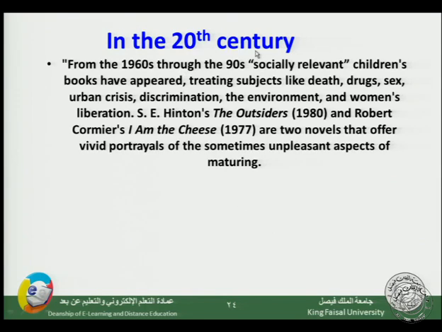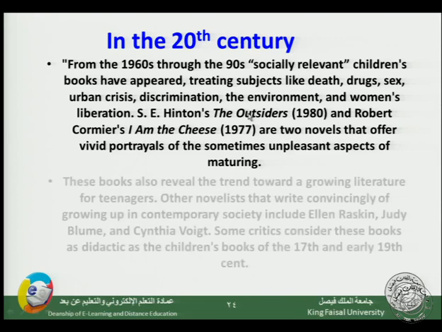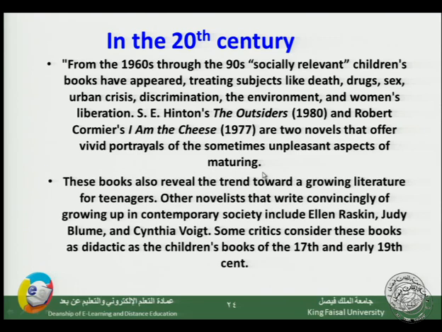From the 60s to the 90s, socially relevant children's books have appeared. From that time onwards, that was the beginning of the 20th century. The 20th century talks about urban crisis, discrimination, environment, women's liberation. Very big issues are included in children's literature. These books also reveal the trend toward a growing literature for teenagers.